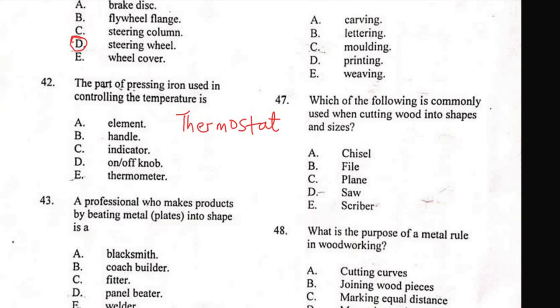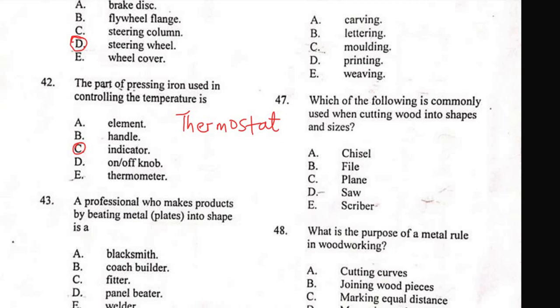But since it's not there in the options, the closest to the answer is the indicator. The indicator shows the temperature setting or status. But like I said earlier, the actual part controlling the temperature is the thermostat. So indicator is the correct answer among the options we have.